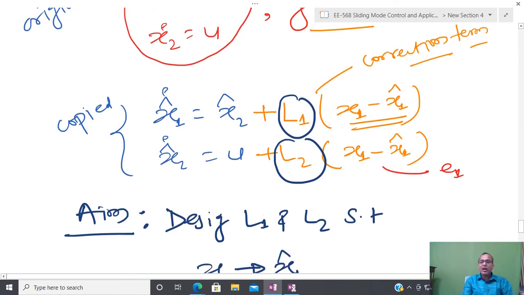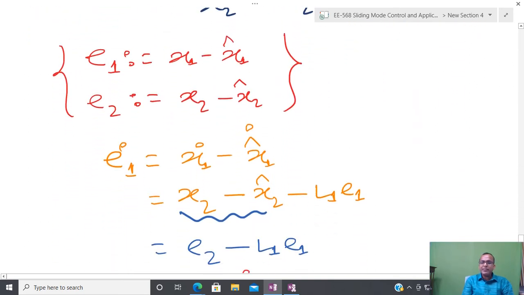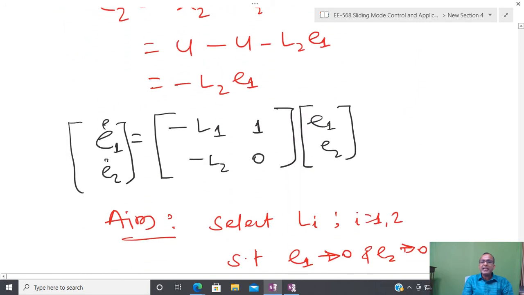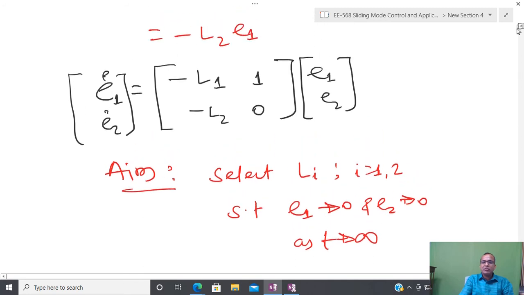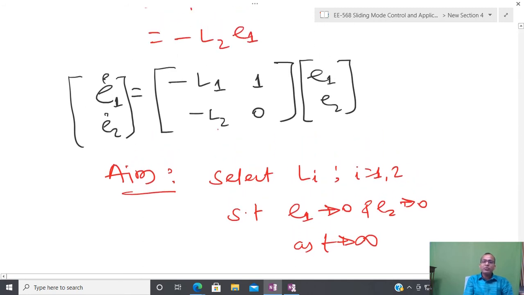So what is our aim? Our aim is to design L1 and L2 such that E1 and E2 both tend towards 0. Now, Ruchi, could you please comment on how to select L1 and L2 such that E1 and E2 tend towards 0? Sir, the eigenvalue of this matrix should be very negative. Yeah, very simple.